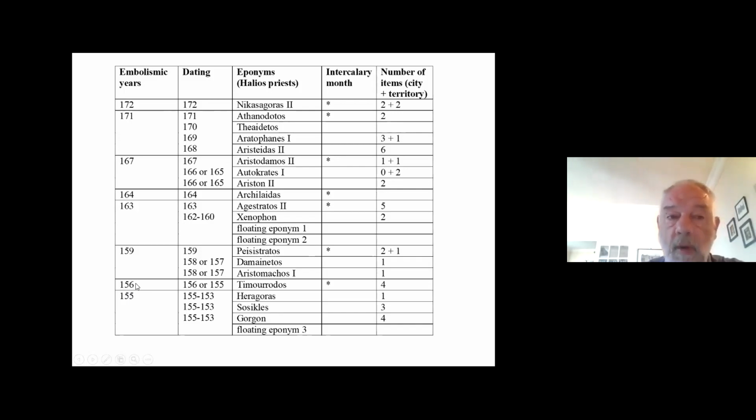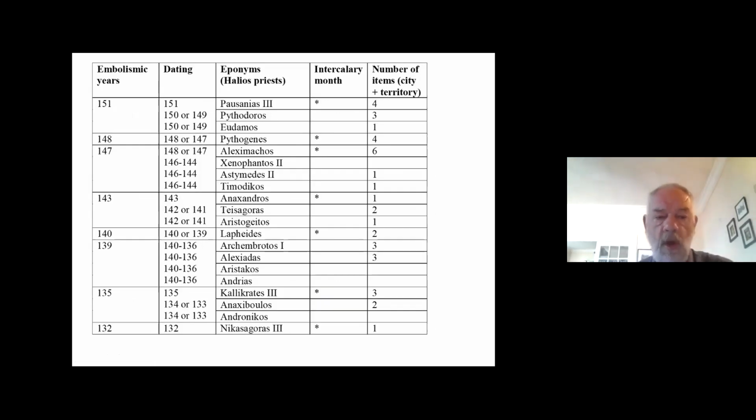156. This is an embolismic year. You have here only one candidate, Timurodos, which could be either in 156 or in 155. What about the second eponym succeeding to Timurodos or preceding him? You would have four candidates, Heragoras, Sosicles, Gorgon, if not a so-called floating eponym number three. In my opinion, you can expect an attestation of the intercalary mass for one of them, and so you could complete the sequence here.